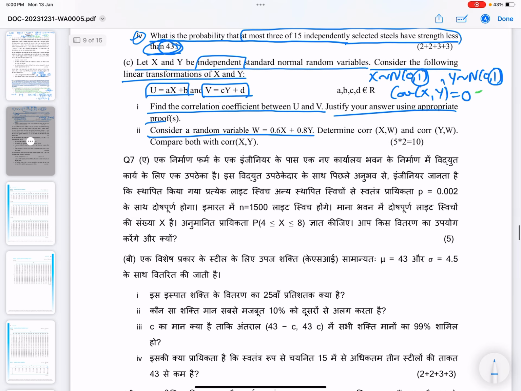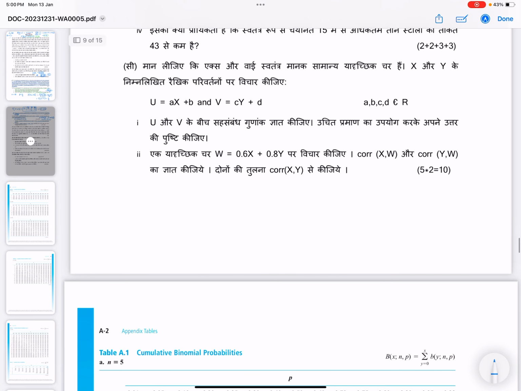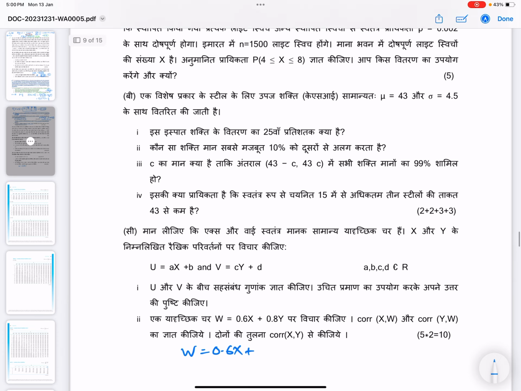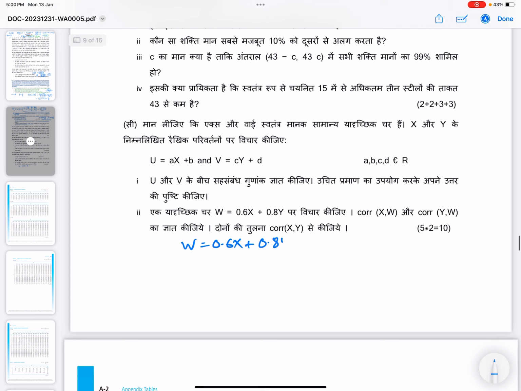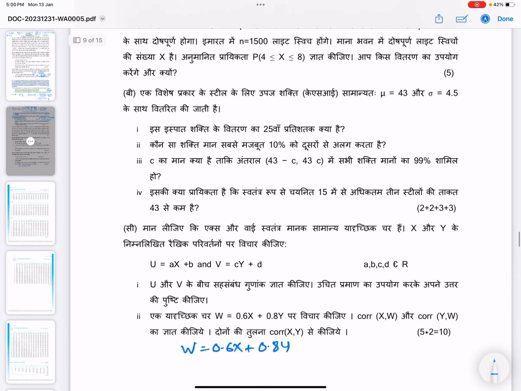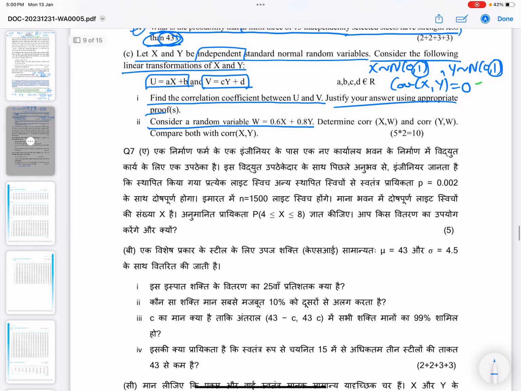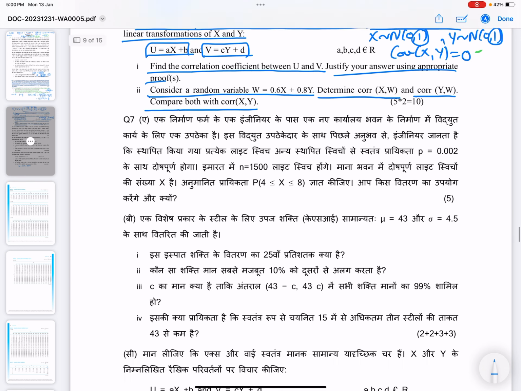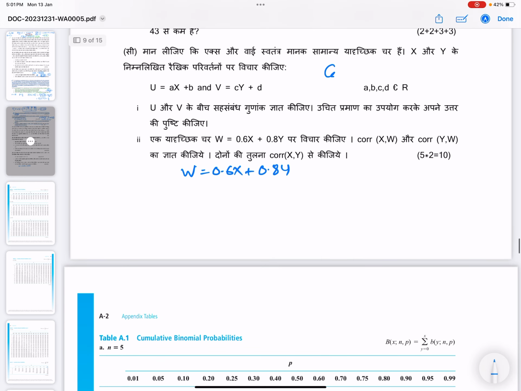Consider random variable W equals 0.6X plus 0.8Y. So this is a random variable that has been created. Determine correlation XW and correlation YW. Compare both with correlation XY. So correlation XY, we already know it as 0.